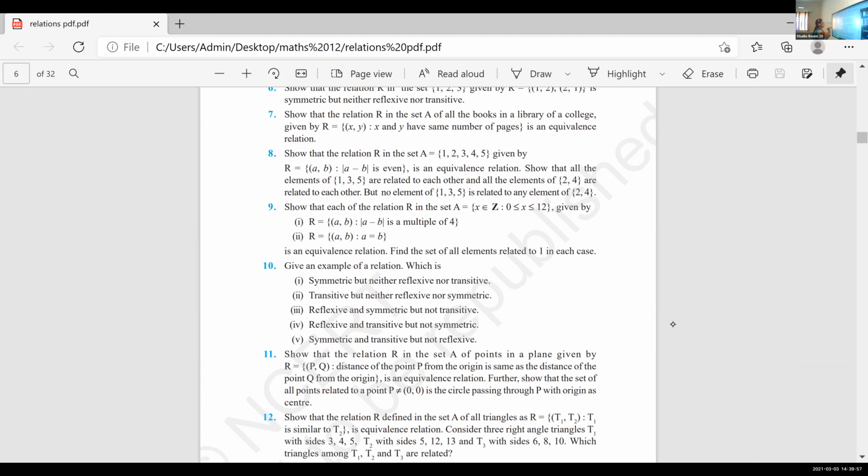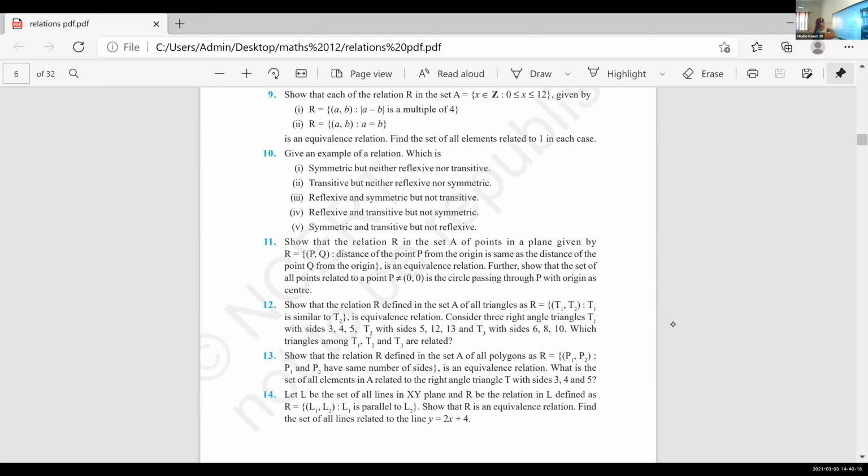Then 9 and 10. The ninth one we already discussed. A minus B is even. Even means it is a multiple of 2, or we can say it is divisible by 2. The same thing, only the words were changed. So the 8th one you have to try. The 9th, first part we have done. The second part you try. Then the 11th one. The 11th, 12th, and 13th are similar type of questions.